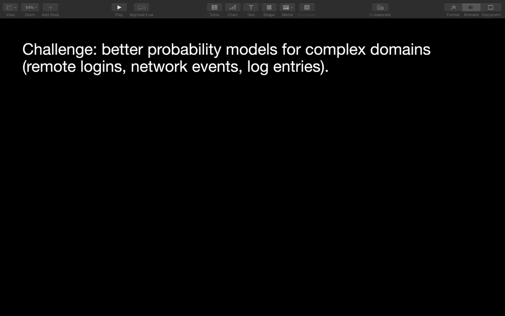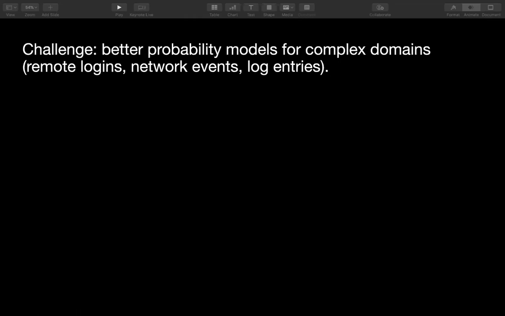We could look at a single event in isolation and model its probability, but really we ought to think of that event in the context of the events that have preceded it. Like when a user logs into a machine, that changes the distribution on what events you should expect to occur from that machine. And so capturing that dependence is a lot more challenging.